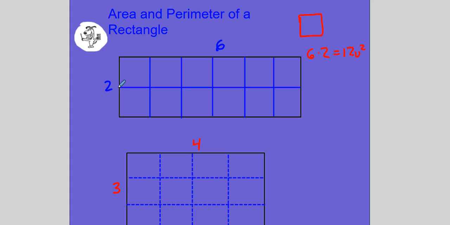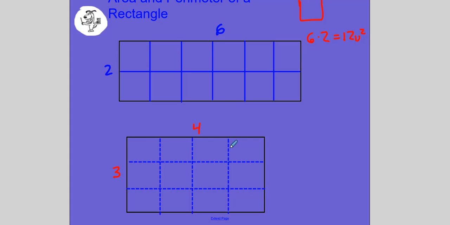I haven't specified units here. Maybe this is inches, that would be 12 square inches. Maybe this is 2 feet by 6 feet, that's 12 square feet. And then here I have a 4. These are supposed to be squares. So I have 3 by 4, so the area is 12 square units. Again, I haven't specified what a unit is. Maybe it's 3 miles by 4 miles, which would be 12 square miles.